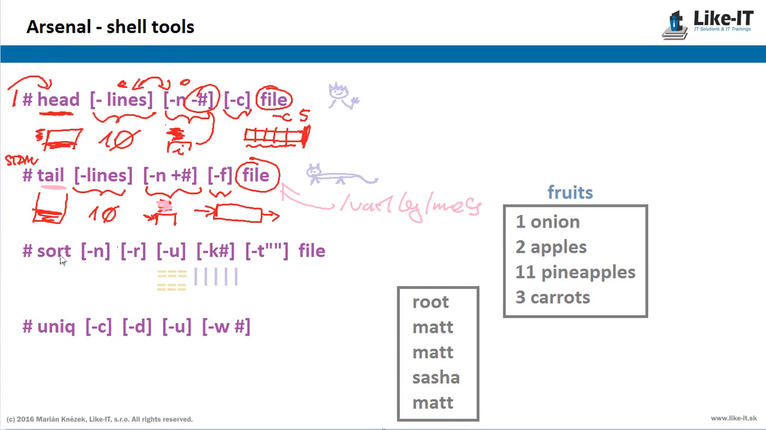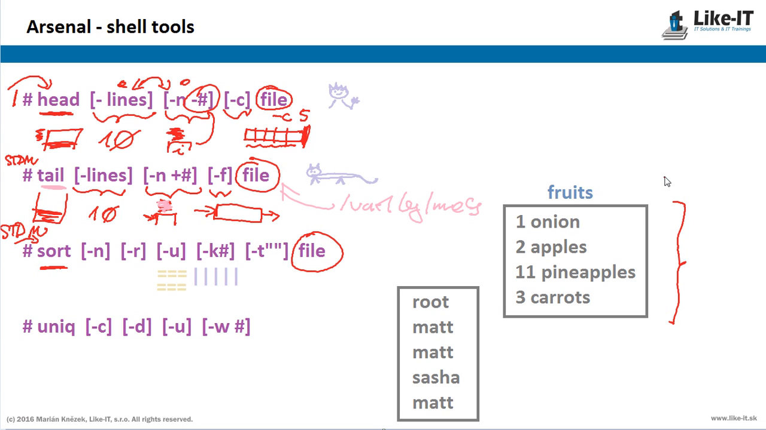Sort is absolutely crucial if you would like to sort a file, the last arguments, or the stdin. Okay, imagine that you have some file, for example fruits, and how does sort order it by default.